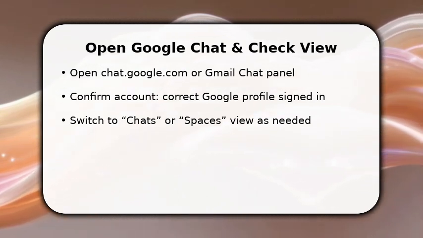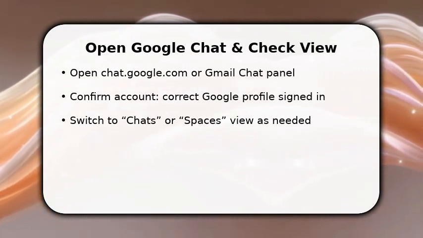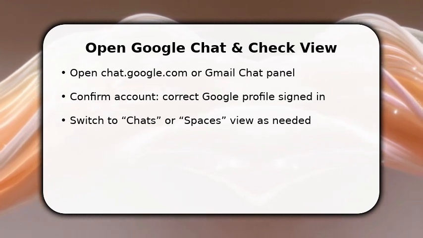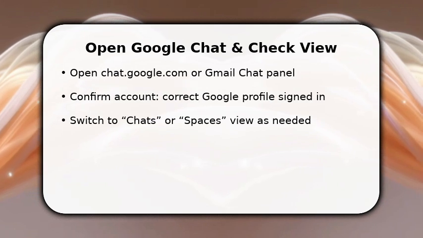Next, scan the left-hand list for a collapsed section or a small arrow. Clicking that reveals archived or hidden threads. Act now so you can access the specific conversation you want to unhide.